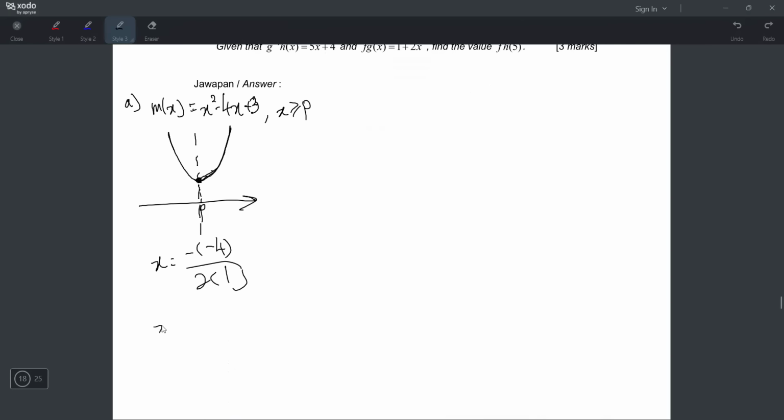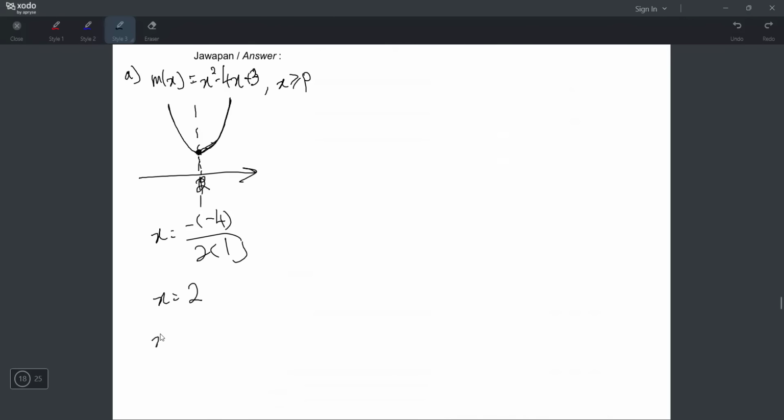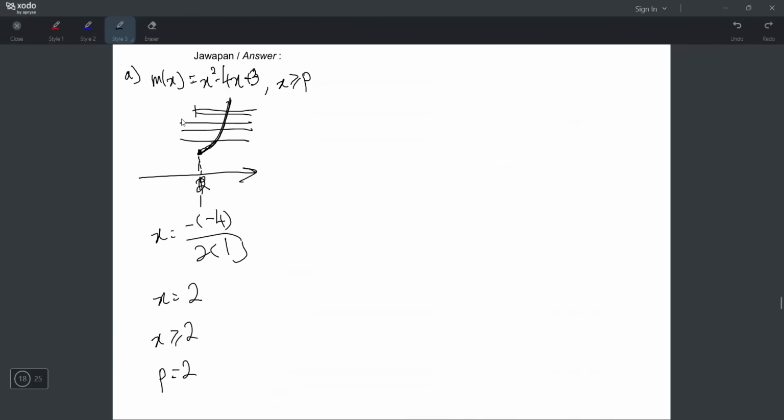So what you get here, x equals positive 4 over 2 is 2. And that means this is 2, right? That means the domain has to be x bigger equals p, which is x bigger equals 2. So your p is 2, because you compare this with this. That means when the x is bigger equals 2, this graph will have an inverse, because bigger equals 2 means this part of the graph is erased, and you will end up having an inverse because the horizontal line test will only cut the graph at one point.